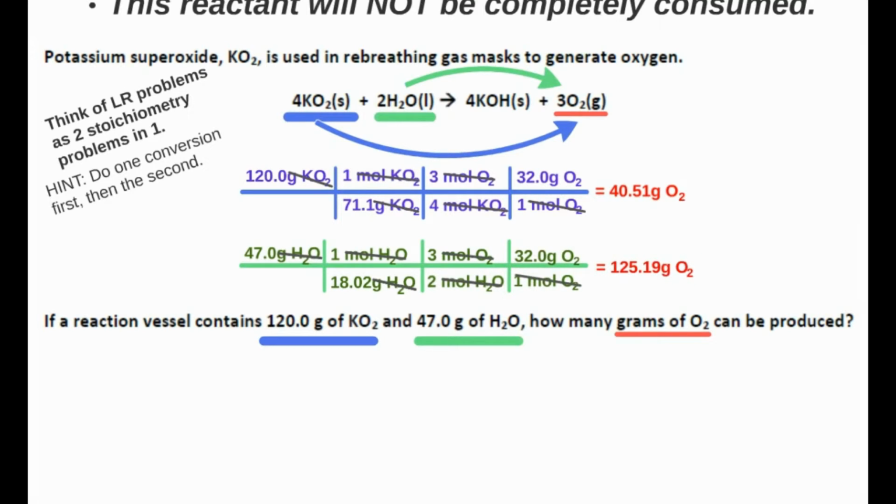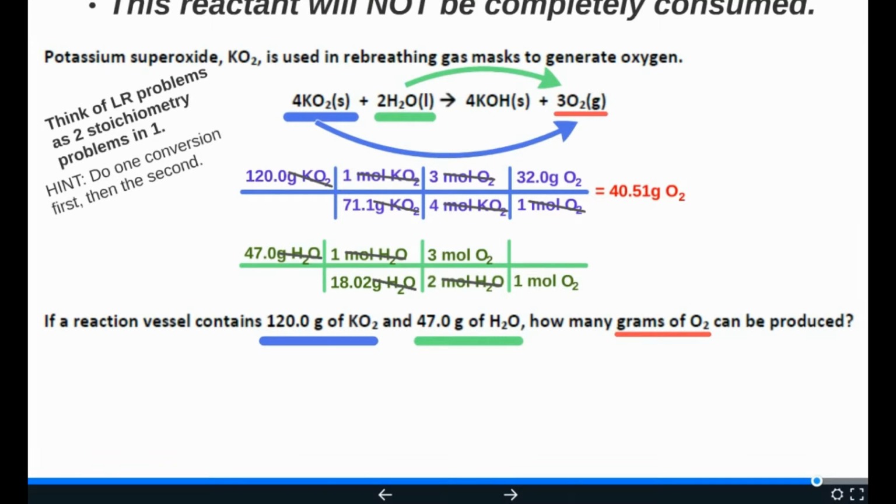Yikes. So let's take a look at these two. Notice this one weighed more to begin with, but it produced the least amount. This one weighed less, but produced more. It's because of the ratios. The ratios is what screws it up. So you can't just look at your reactants. Okay? All right, so what are we supposed to say? So go back to your thing here.